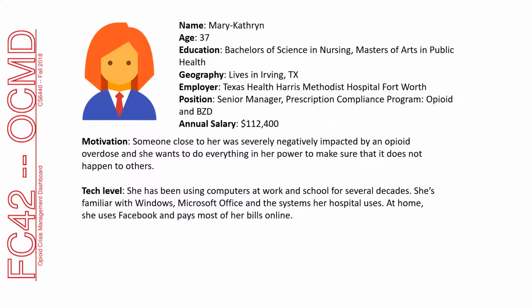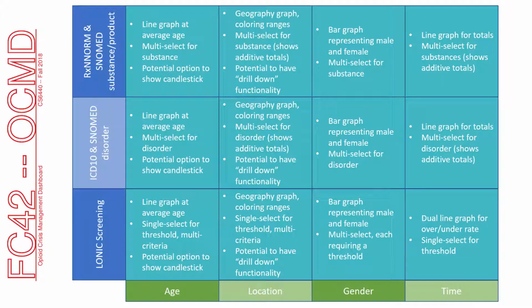She's also relatively technical. So as you stated before, there's a few lenses that we want to look at through the data. So you can see here between age, location, gender, and time, we want to cross-reference that with things like the ARCs, NORM and SNOMED substance products, the ICD-10 and SNOMED disorders, and the results of lyonic drug screens. So we have different representations between line graphs, geographical representations, and bar graphs that users can be presented with when they select different filters and criteria to show.